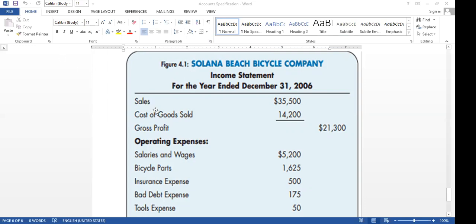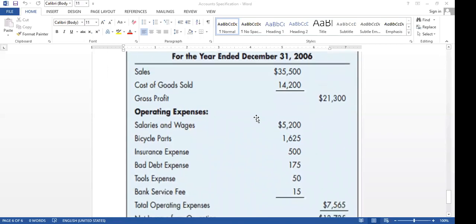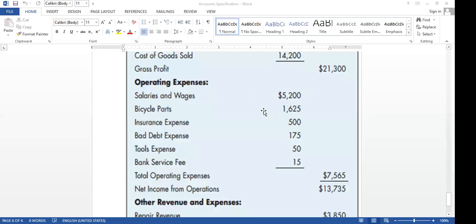Firstly, we use sales. From sales we deduct the cost of goods sold, and we get the gross profit. After that, we deduct operating expenses: salary and wages, bicycle parts, insurance expenses, bad debt expenses, tools expenses, bank service fees. All of these we call total operating expenses. That amount is deducted from gross profit, and we get net income from operations.